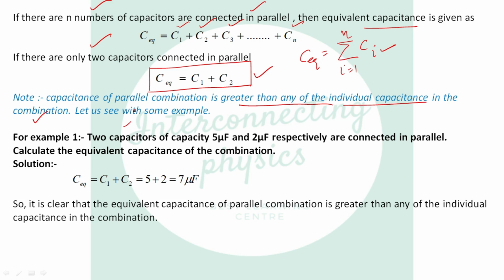In series combination, we saw that the net capacitance, that is the equivalent capacitance, was decreasing. But this time in parallel combination, the equivalent capacitance is increasing. Suppose we have two capacitors, 5 microfarad and 2 microfarad, in parallel. Calculate the equivalent capacitance. You know the formula, C1 plus C2, and it is 7 microfarad. You see here the capacitance is increasing. So it is clear that the equivalent capacitance in parallel combination is greater than any of the individual values. It is greater than 5 microfarad and greater than 2 microfarad.